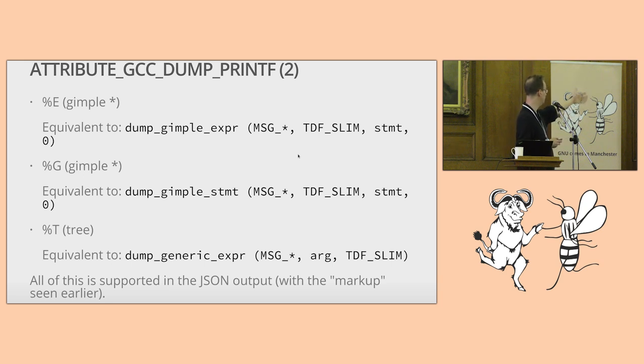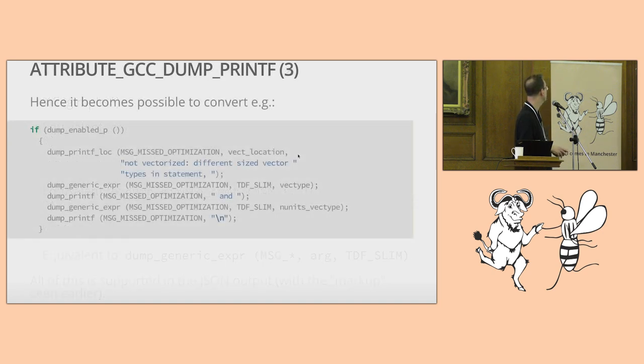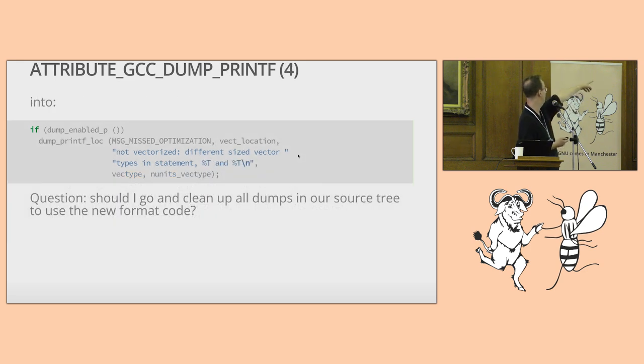One of the things this does is there's some magic in the pretty printer. So all of this is captured in the JSON format with that markup I was talking about earlier. Hence, if you've got some existing code, dump_printf_loc to print a string, then print a tree, then print another string, and you're programmatically building a dump message this way, you can just do it all in one go with a %T and a %T that way. And the thing that's motivating that is coming up in a few slides' time.